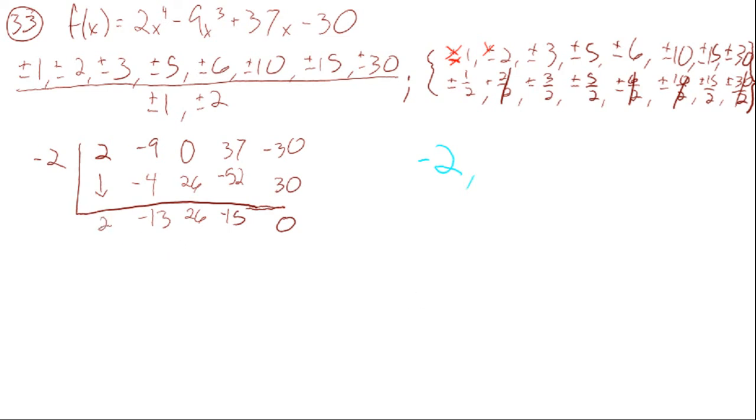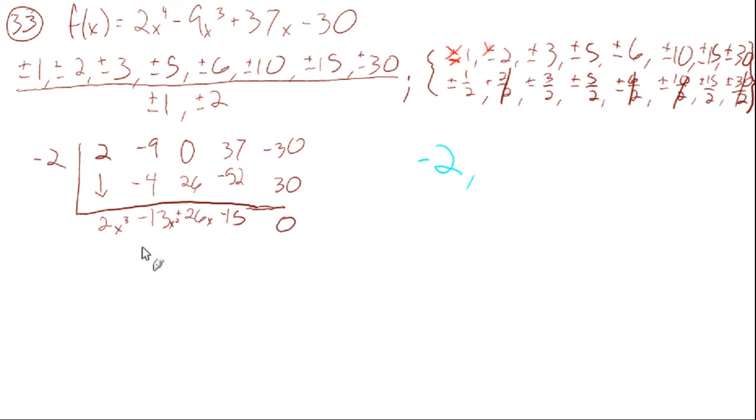Okay, and the result here is we got a constant, we got an x term, that's going to be a positive. This is going to be x squared. This is going to be x to the third. So we have 2x cubed minus 13x squared plus 26x minus 15. And we want to find zeros of that.